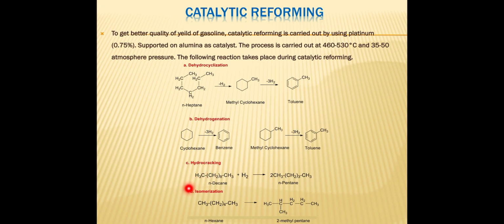And hydrocracking, this is just like how we do the cracking process. Here n-decane in the presence of catalyst, all these reactions will take place using platinum supported on alumina as catalyst. Next is isomerization. Even isomerization can take place, where n-hexane will be converted into 2-methylpentane. So these are the chemical or structural modifications which take place with the help of catalyst. That is why it is called catalytic reforming.